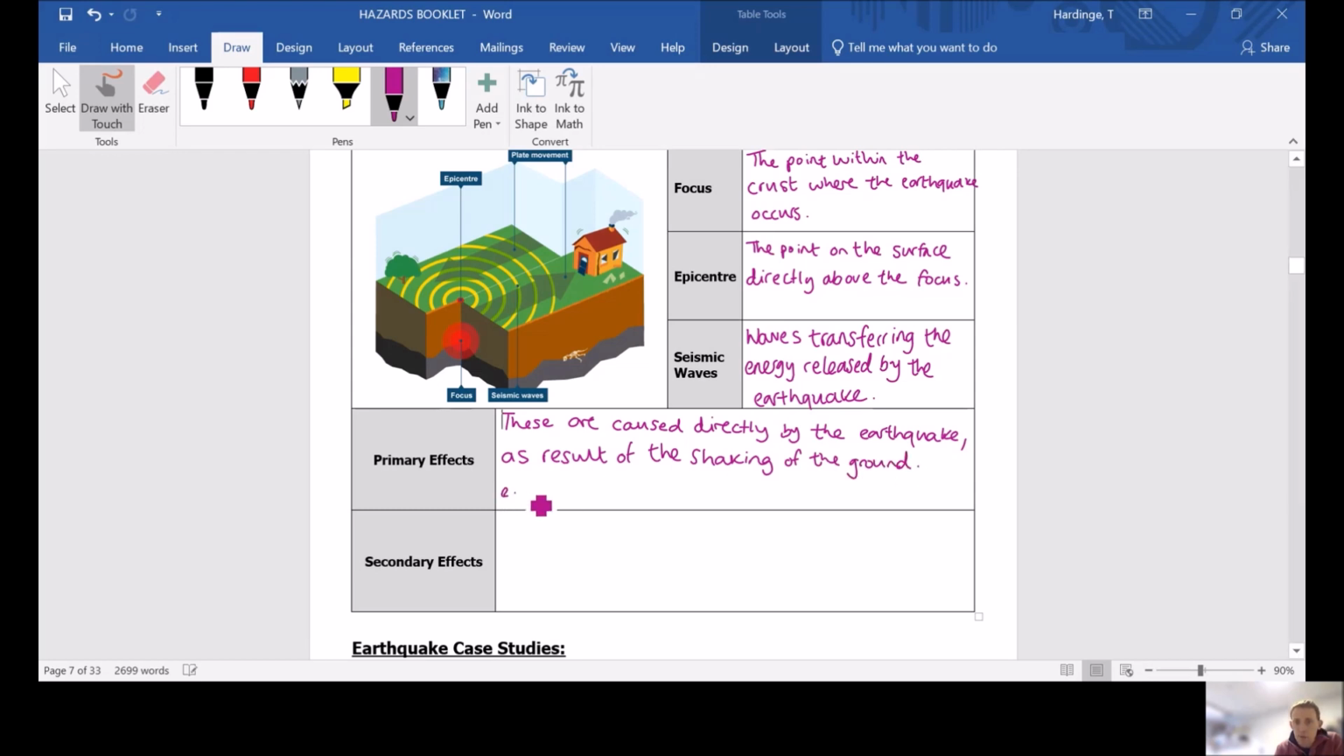Some examples of the primary effects of earthquakes would be maybe people being killed, collapsing buildings, damage to roads, all of those things can be caused as a direct result of the earthquake. Secondary effects, on the other hand, they are the indirect effects of earthquakes.